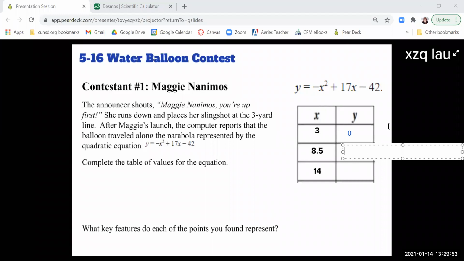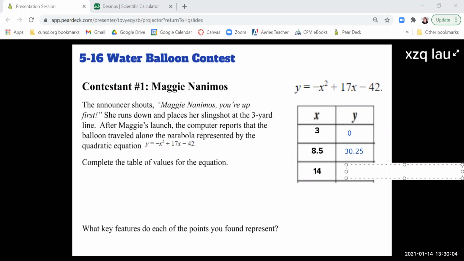Okay, so if you got 30.25 for the next point, good job. And then there's one last one. And if you got 0, you would be correct. So these are our data pieces from our table that we wanted to find. And then it's asking us at the bottom, what key features do each of the points represent?